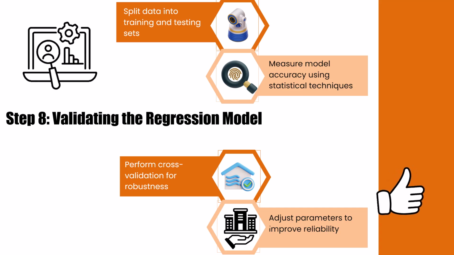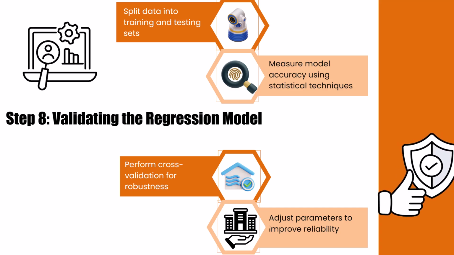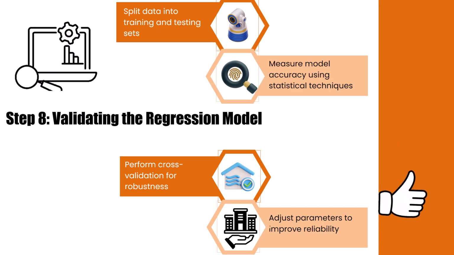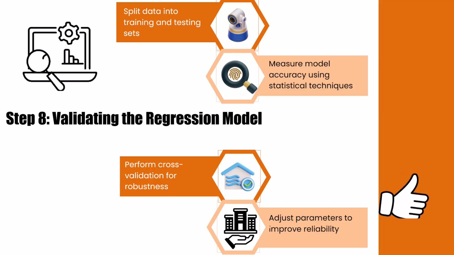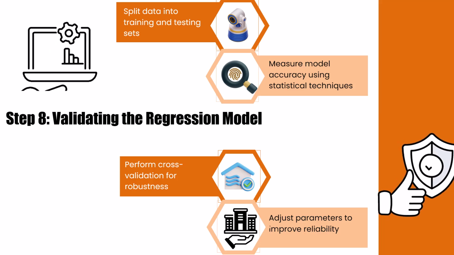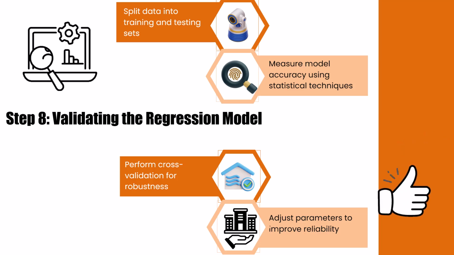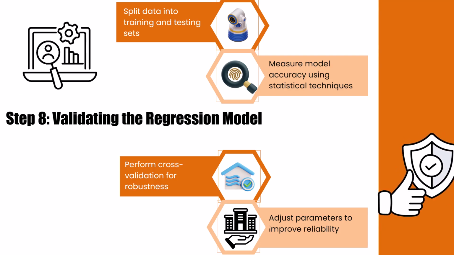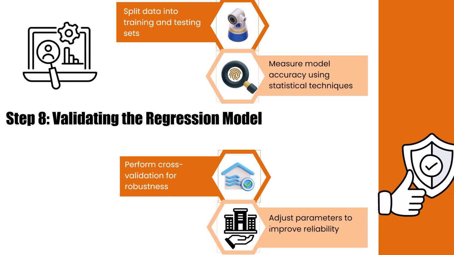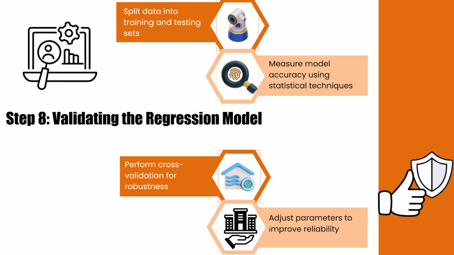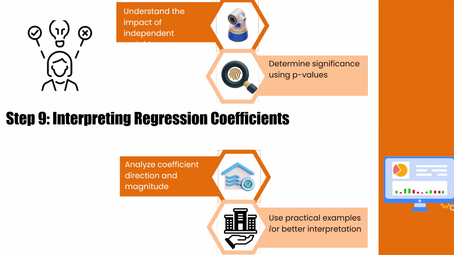Validation is like double-checking your answers before submitting a test. We split data, run statistical checks, and ensure the model isn't just making educated guesses. Cross-validation ensures it holds up under different scenarios, and if it's misbehaving, we adjust settings. Think of it like fixing a recipe, too much spice. Dial it down.